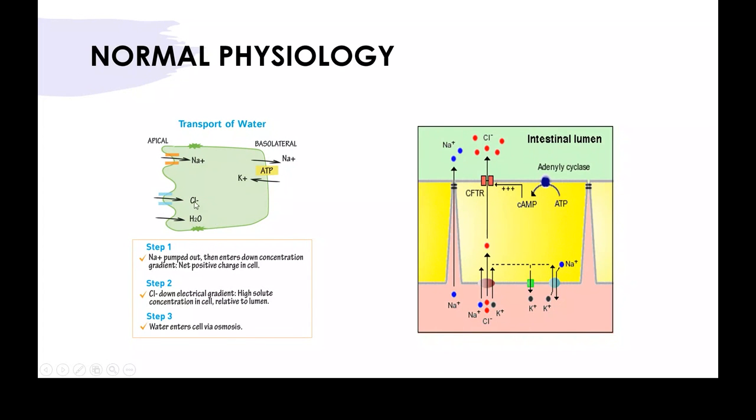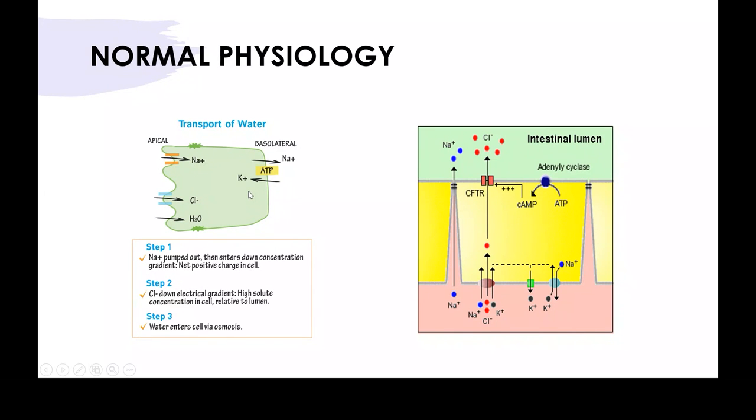So here, from the enterocyte into the tissue, sodium is going out. So there will be low sodium here. From the lumen, sodium will go in, and with the sodium, chloride also will go in. So water will be following it. Water enters the cell via osmosis. This is the water absorption mechanism.